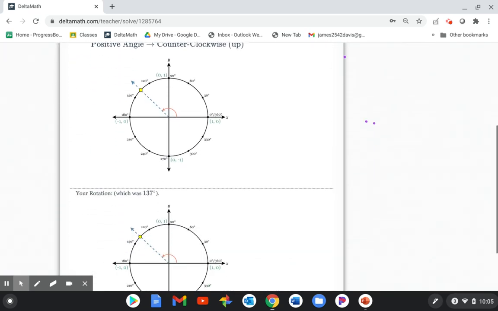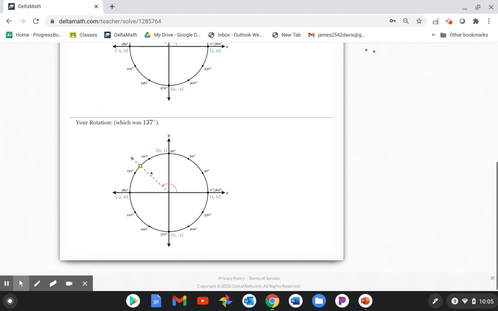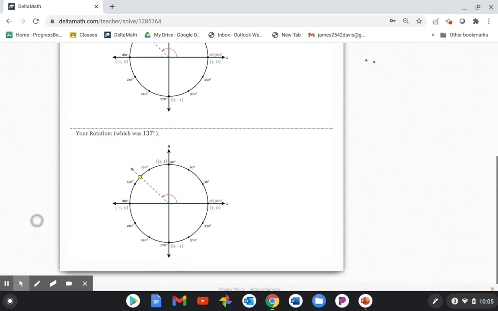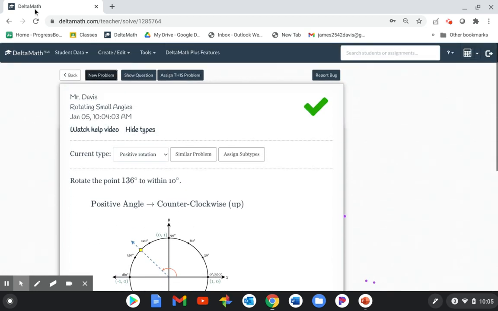There, looks like we did it. So it says my rotation was 137. So I only missed it by 1 degree. That's pretty good without using a protractor. So we're good. You just have to be right within 10.